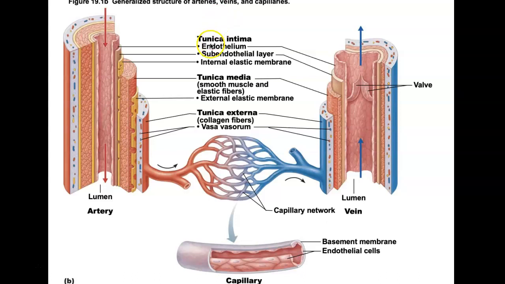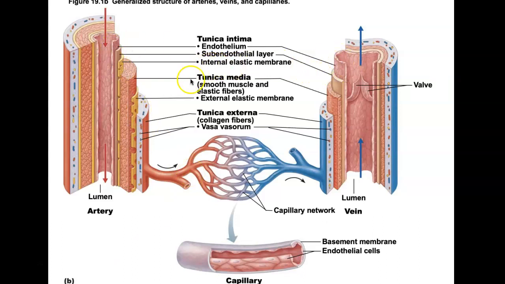Besides having the endothelial cells, some of these vessels also contain a subendothelial layer, which is typically found in vessels larger than 1 millimeter in diameter. The subendothelial layer consists of a basement membrane and loose connective tissue, which supports the endothelium.